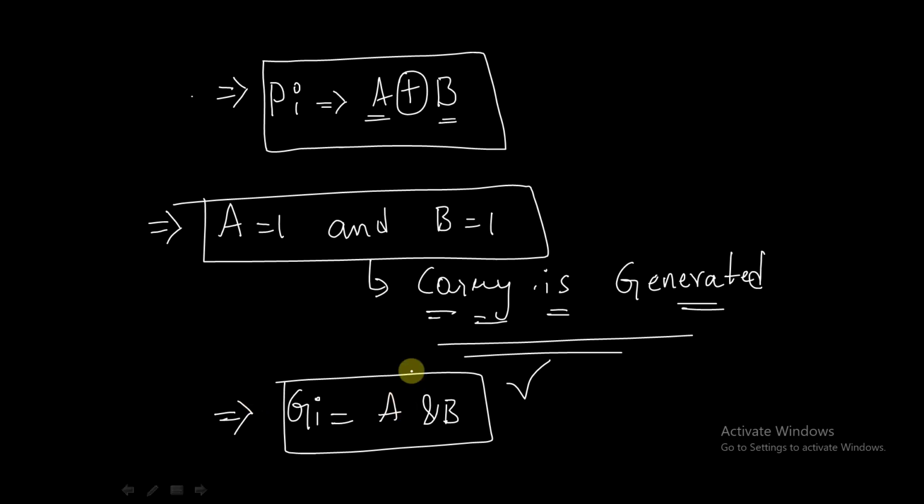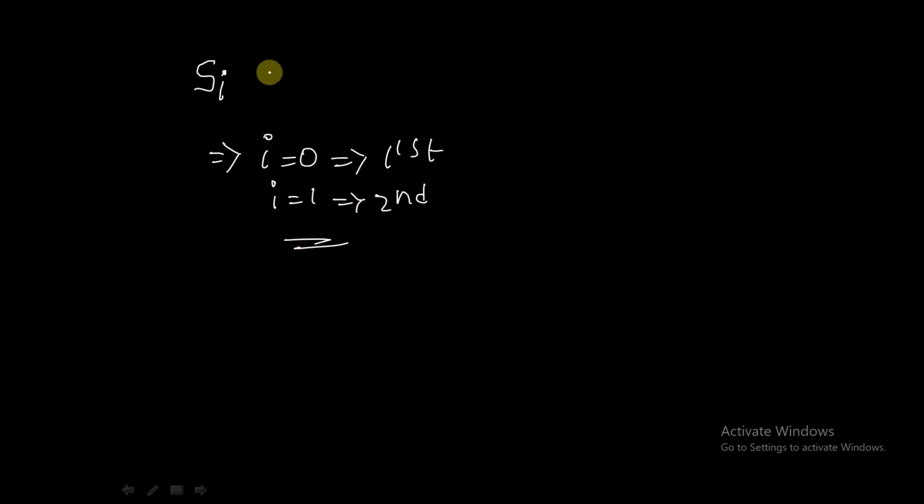Okay, so this is how the carry will be generated. Now let us try to see the output sum and carry equations. So sum at each stage is represented by Si, where i is the particular stage. If i is equal to 0, it means first stage, and if i is equal to 1, it represents second stage, like this. The equation for Si is nothing but Pi, which is carry propagate, XOR with Gi, which is carry generate.